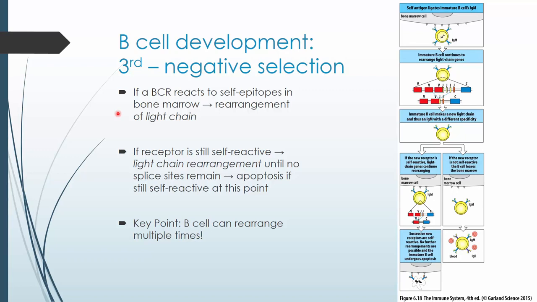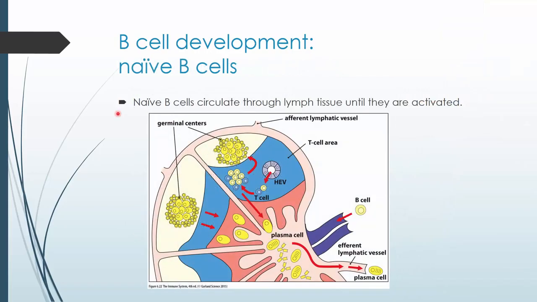If the B cell is unsuccessful and continues to react to self-peptide or self-epitopes, the B cell will perform apoptosis and won't be released into circulation. If the B cell successfully makes a receptor and does not react to anything in the bone marrow, it passes negative selection and moves into the lymph. Once in the lymph, the naive B cell will move through the lymph nodes through the rest of its life, looking for something that reacts to its receptor.